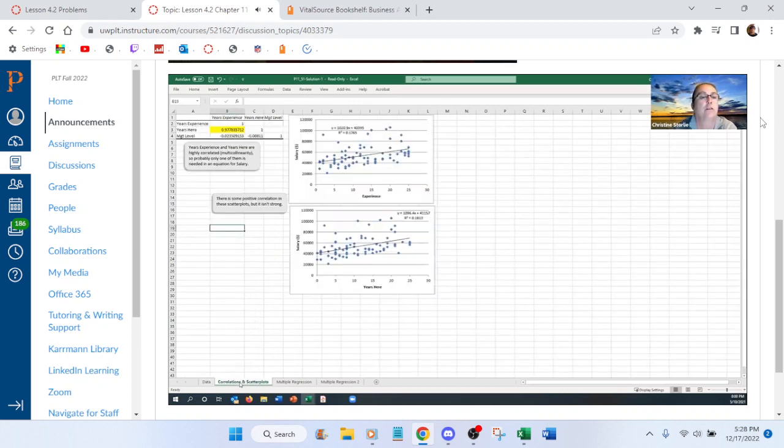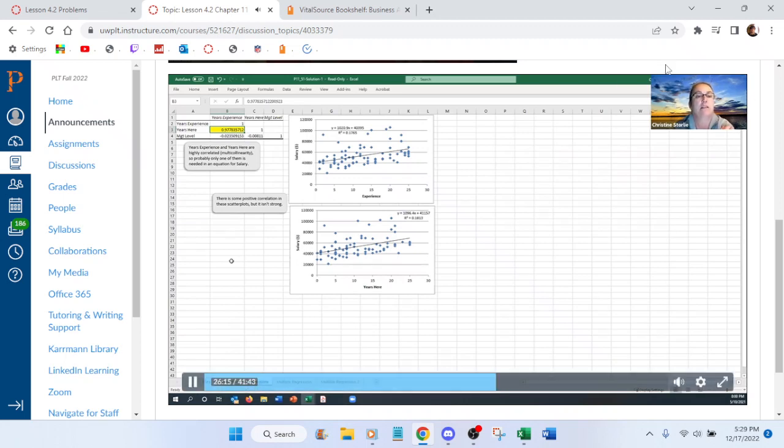The first thing to do is to look and see if there's a potential issue with multicollinearity. I ran a correlation matrix, and sure enough, it makes sense. The years here and the years of experience are highly correlated. Right? So that's probably an issue. So it maybe makes sense.